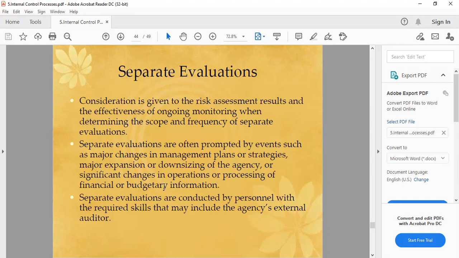Or significant changes in operations or processing of financial or budgetary information. Now, these are conducted by personnel with the required skills that may include the agency's external auditor. So as said, it's a "may," meaning it's not a requirement that external auditors or operational auditors coming from external auditing firms will be doing such, because internal auditors can do.